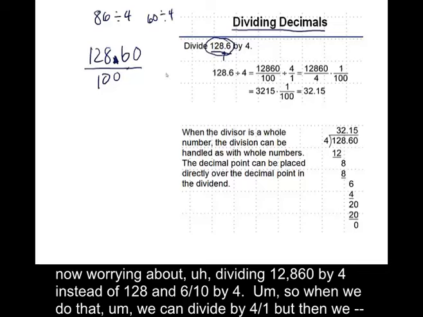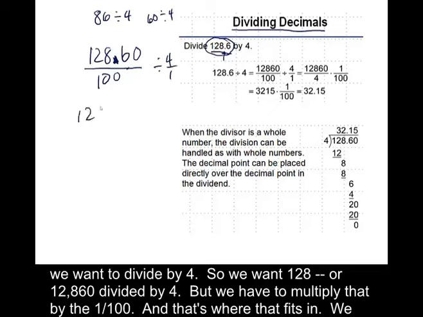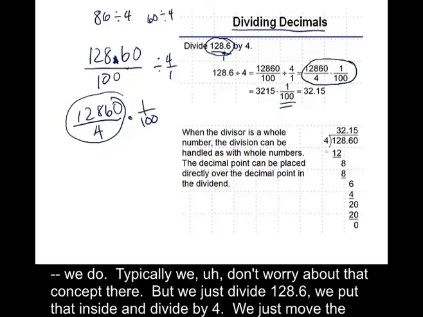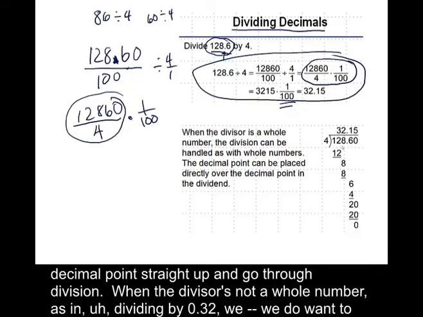So when we do that, we can divide by 4 over 1, but then we want to divide by 4, so we want 12,860 divided by 4, but we have to multiply that by the 1/100th, and that's where that fits in. We can go ahead and do this division without the decimal, but then we need to put the decimal point back, which when we multiply by 1/100th, we do. Typically, we don't worry about that concept there, but we just divide 128.6. We put that inside and divide by 4. We just move the decimal point straight up and go through division.